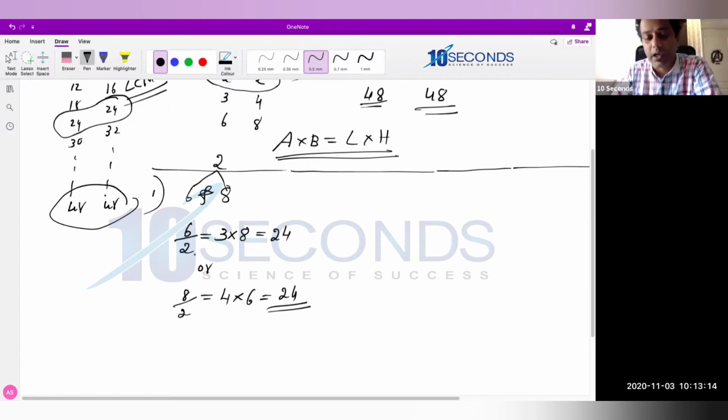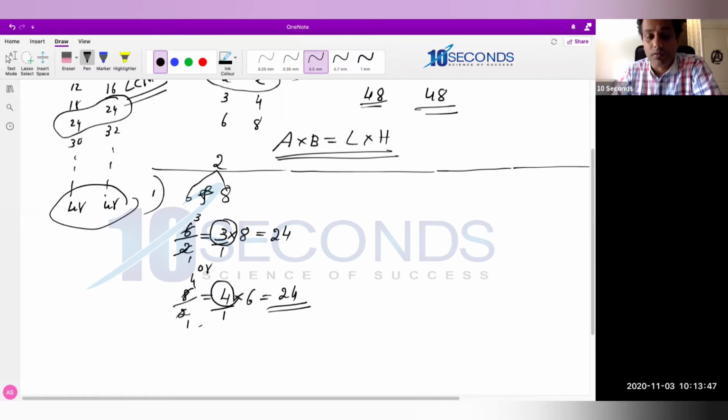But where you need to be careful is here: 3 is 3 divided by 1 by default, isn't it? And 4 is 4 divided by 1, with 1 in the denominator by default. Even if the denominator is not 1, you need to take only the numerator part and multiply with the other number. Why am I saying this? The reason is there can be numbers where the denominator is not 1. The denominator can be some other numbers also.